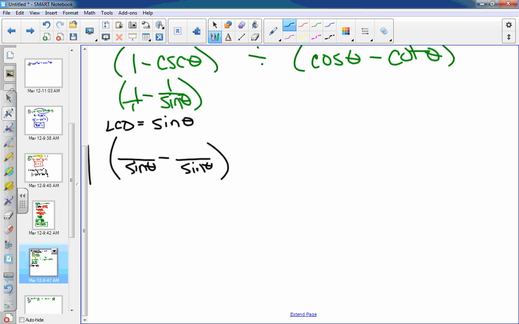Now, my second fraction, I already have the sine of theta, so I drop down the 1. But what did I multiply 1 by to get sine of theta? Do the bottom, do the top. So now, do they have the same denominator? So what can I do? Marry them and write it as what? 1 fraction. So what's that going to be? Sine of theta minus 1 all over the sine of theta. That is what my numerator simplifies down to. Does everybody get that?